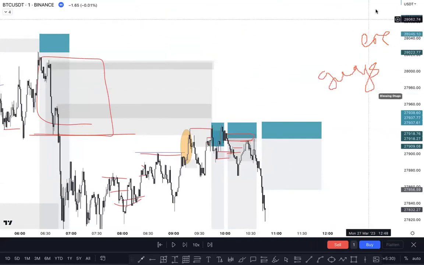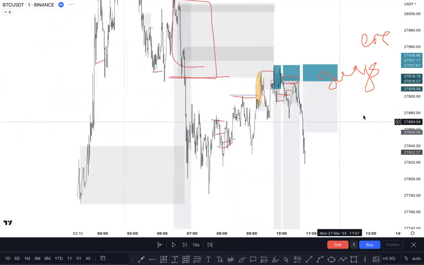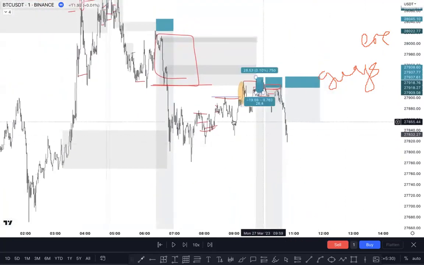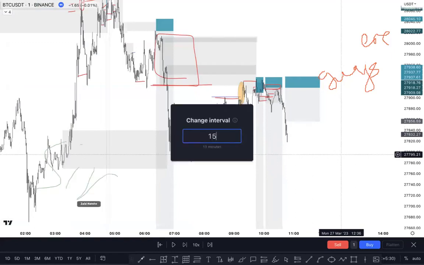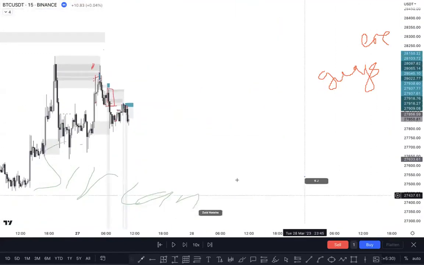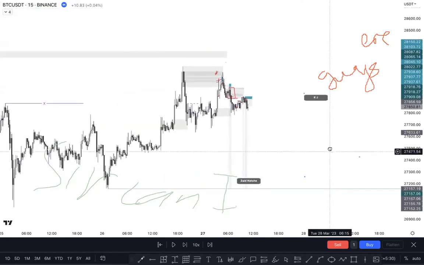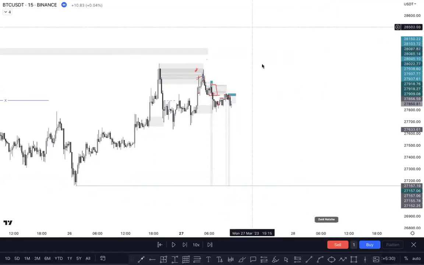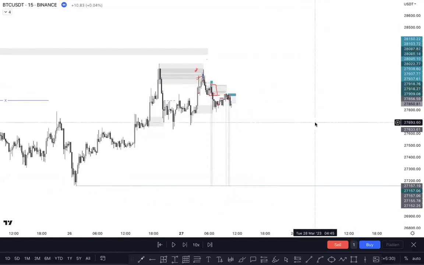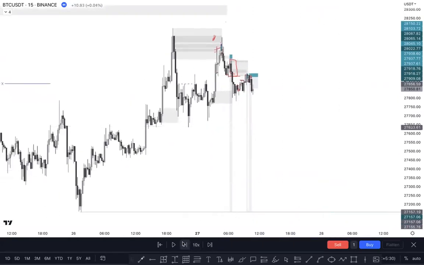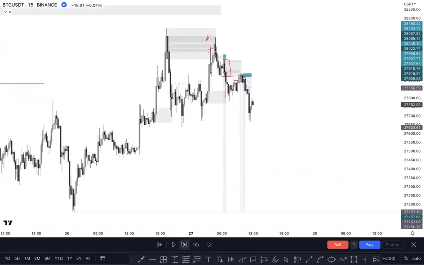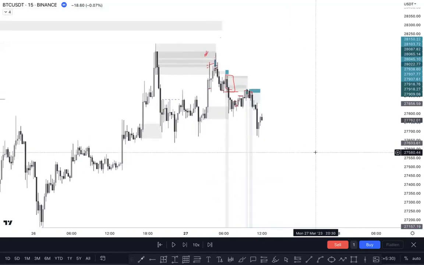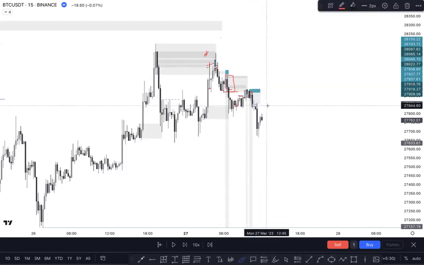Okay. Let's see what happened next after this one. And now again, you have to switch here to the 15-minute time frame. And what's happening here? Okay, let's see. Okay, so in this case, what happened here? Again, the previous candle low, I'm sorry, high swept here.